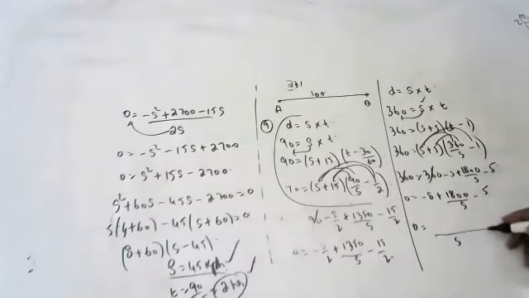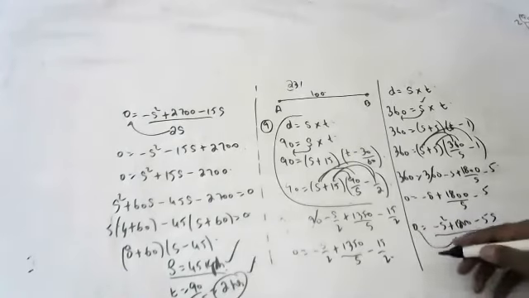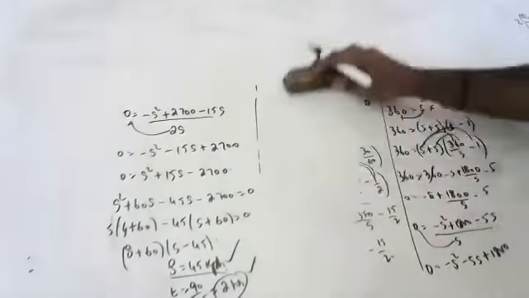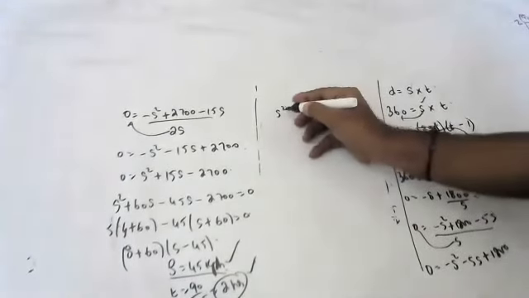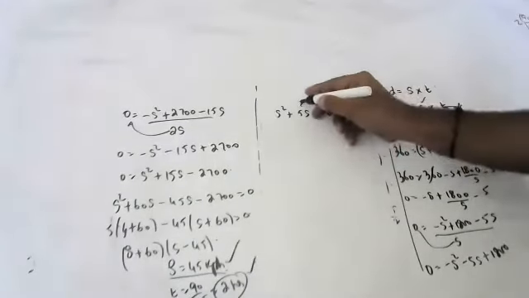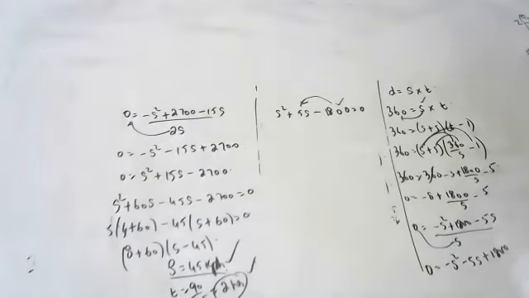0 is equal to, s is the LCM, minus s square plus 1800 minus 5s. This goes here. So 0 is equal to minus s square minus 5s plus 1800. So simplifying, if you simplify the equation, what will be the equation? Change all signs: s square plus 5s minus 1800. 1805, what are the factors? What are the factors, children? Anyone?